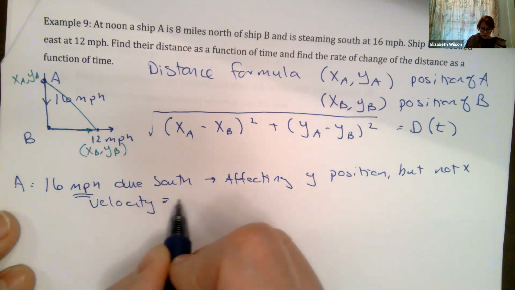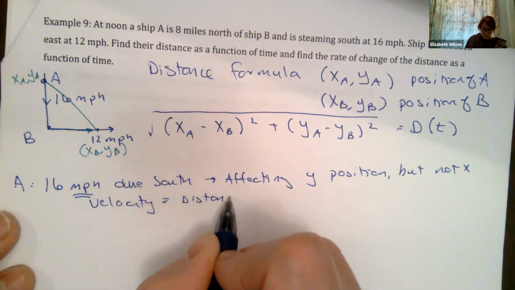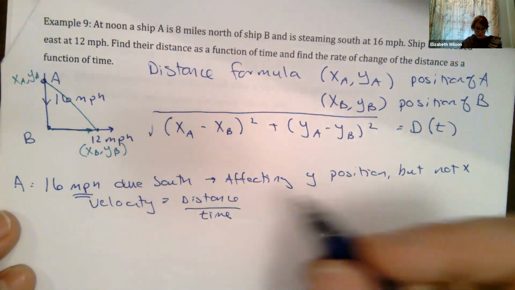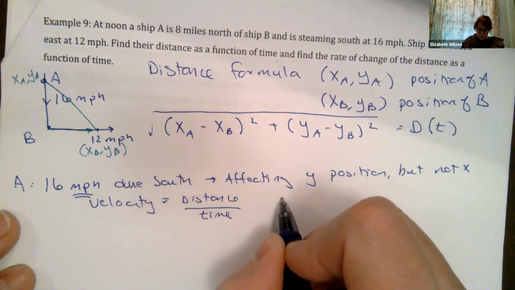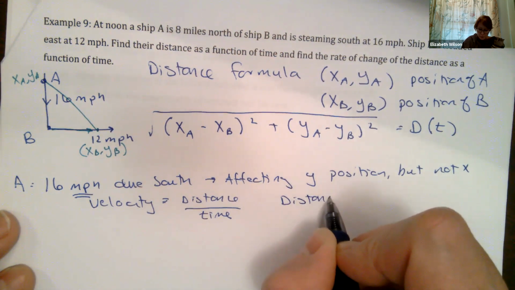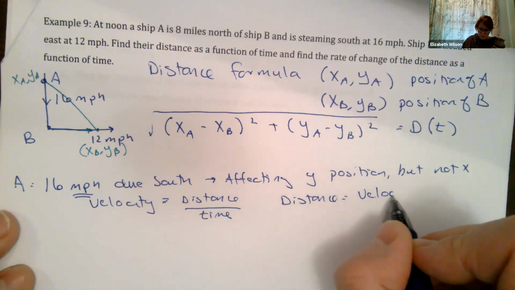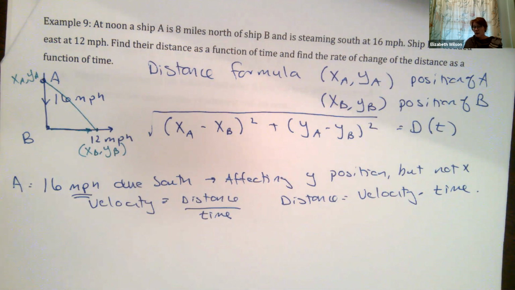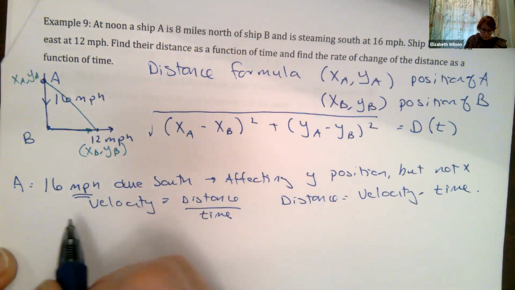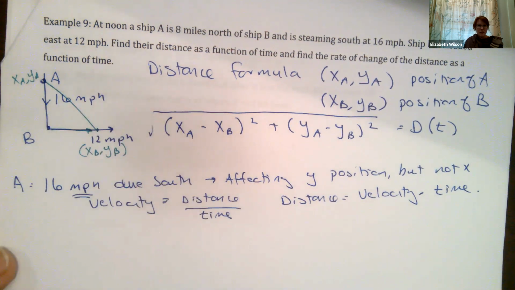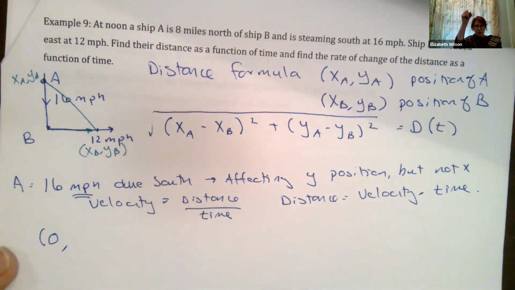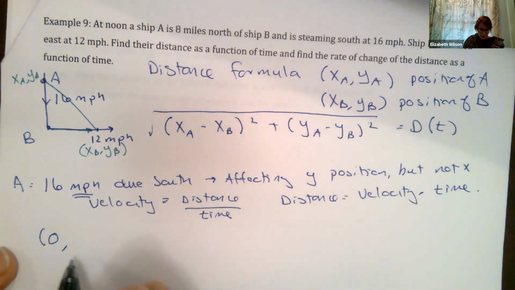This is our distance divided by time, right? So if I'm looking for distance, I want the distance on everything. So I'm going to solve for distance here. So distance is equal to velocity times time, right? And for time, I don't know what time, I'm just going to call it t as a variable. Okay, so now in my x direction, my x position on A isn't changing ever. It's always 0, right? Because I'm just going due south. Okay, so it's always 0 on A.